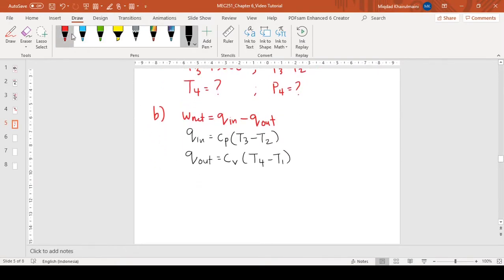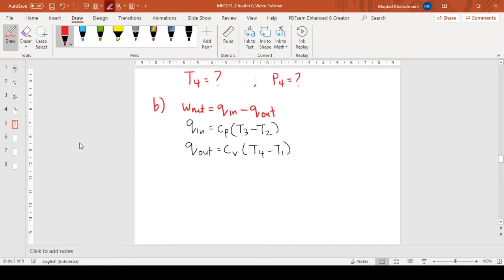For C is to calculate the thermal efficiency. So the equation for thermal efficiency is the amount of net power output divided by the amount of heat added. Okay, so we just have to substitute the values which we have already calculated previously.